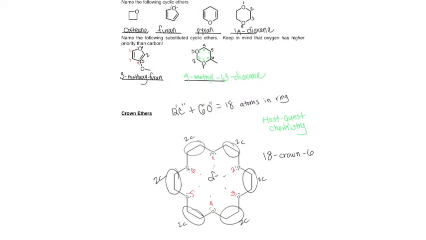So it could be very large or smaller, and how do you know how much it is? It's how many atoms are total in the ring. So my 34-crown-10 had 34 atoms in the ring, but 10 oxygens. So this is 18 atoms in the ring, 6 oxygens.